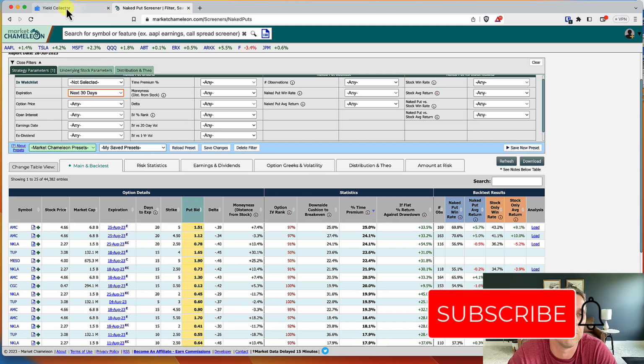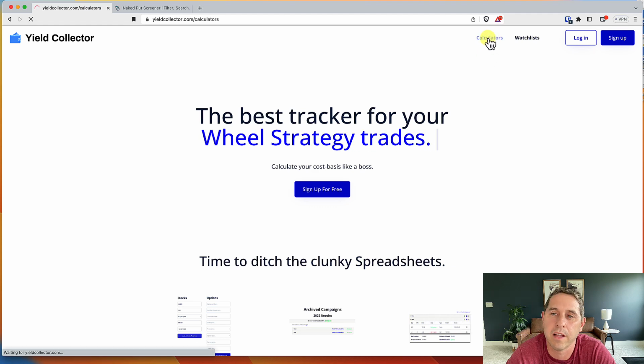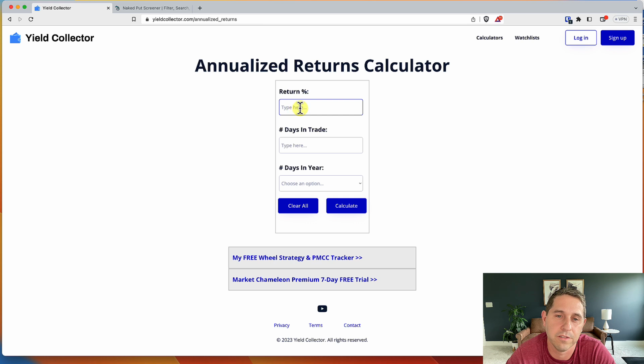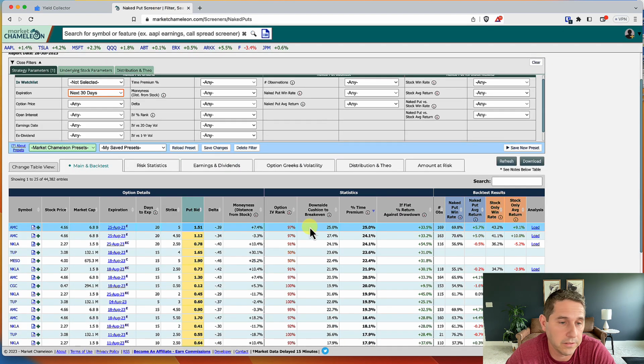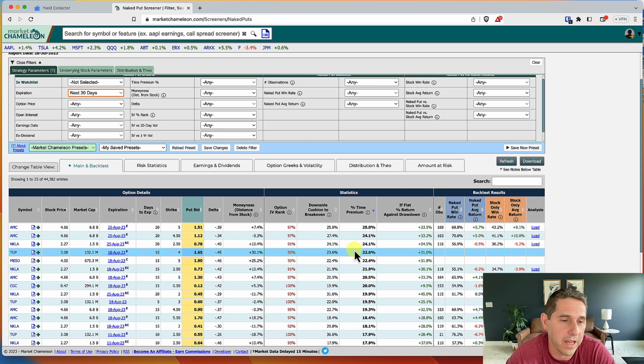You could also do it from my site right here. Just go to yieldcollector.com, then go to calculators, then annualized returns. I have a calculator right here, so you just type in the return, the days in trade, and the days in the year. I put trading days or calendar days. So this is a handy little calculator for a lot of different things, so you might want to bookmark it. But yeah, that's how you figure out the annualized returns for that.